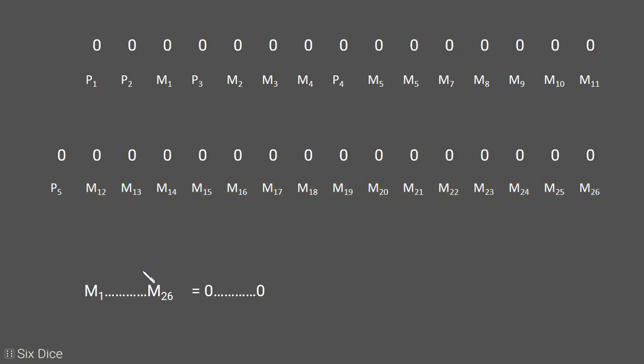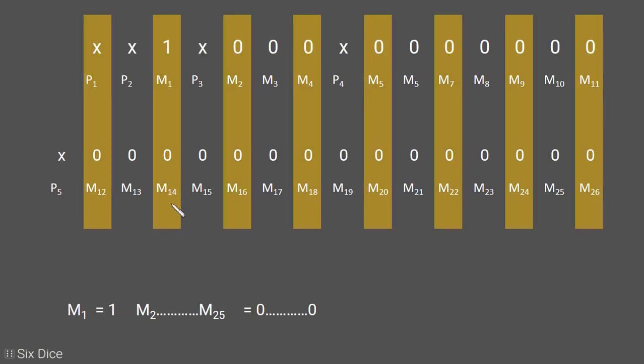Now let's take an example. We set all our message bits to 0, from message bit 1 to message bit 26, all are 0. So all our parity bits will also be 0, as per the parity bit rule we just discussed. Now if we change a single message bit, here message bit 1, we set it to 1 and keep the other message bits as 0.